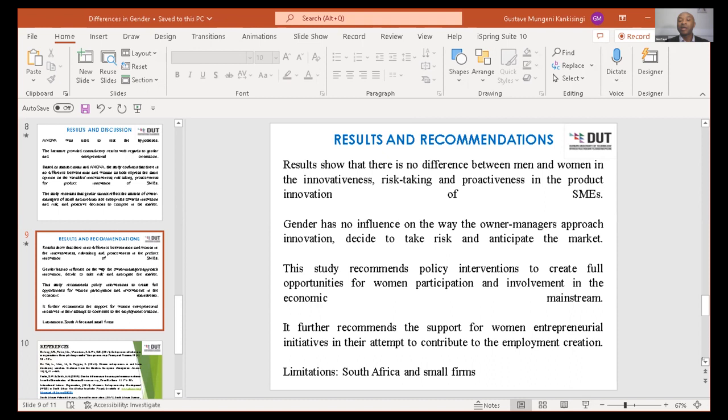in their attempt to contribute to employment creation. There are also limitations that I have to indicate. This study has been done in the context of South Africa, which is still a developing economy, and we may have different results within other contexts, especially for developed countries. The other limitation is that we focused on small and medium sized enterprises; large organizations may provide different results.